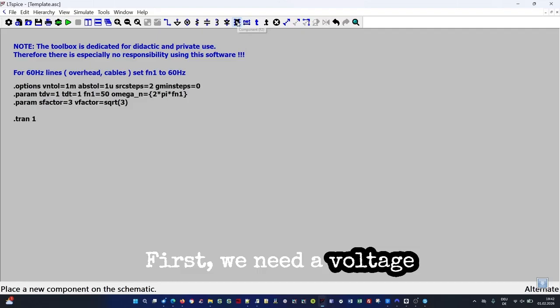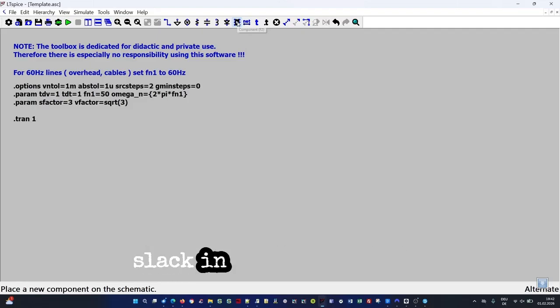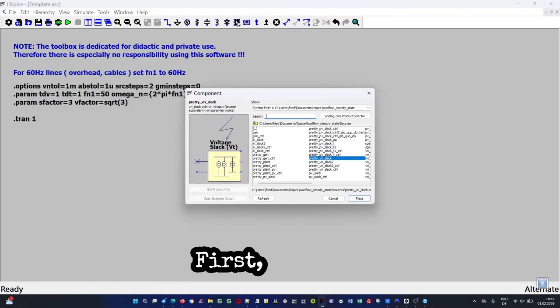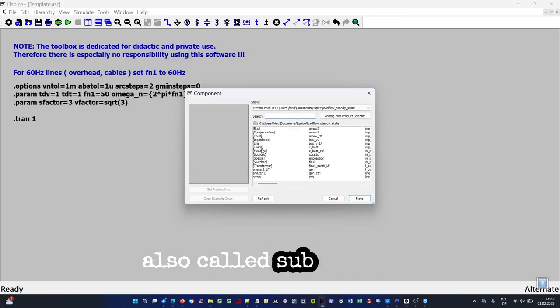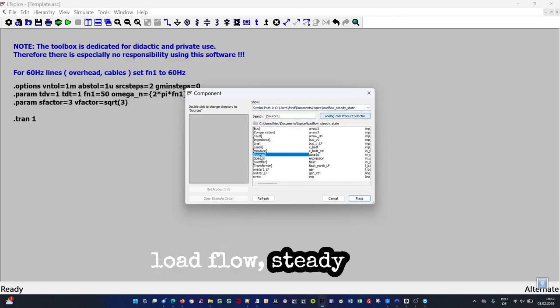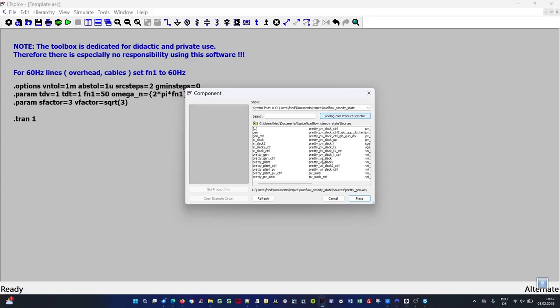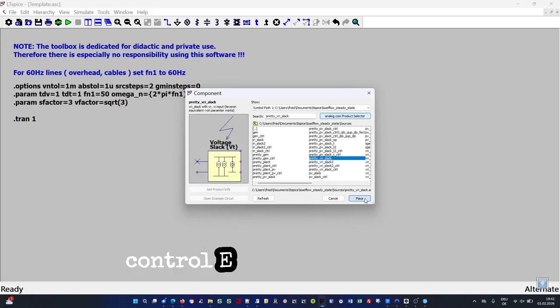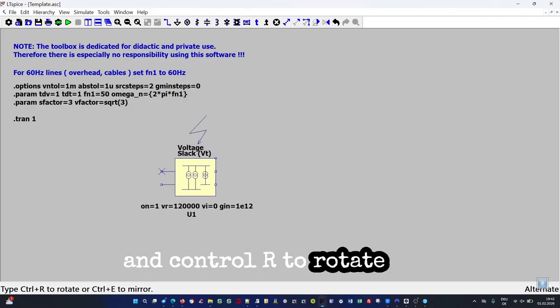First, we need a voltage source, which is called a slack in load flow jargon. First, we click on the IC symbol. All symbols and models, also called subcircuits, are stored here. Then we select the folder Load Flow Steady State and select the model Pretty VRI Slack 2. While placing the symbol, Ctrl E is used to mirror and Ctrl R to rotate.